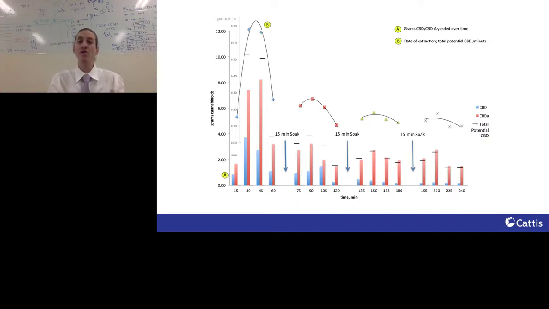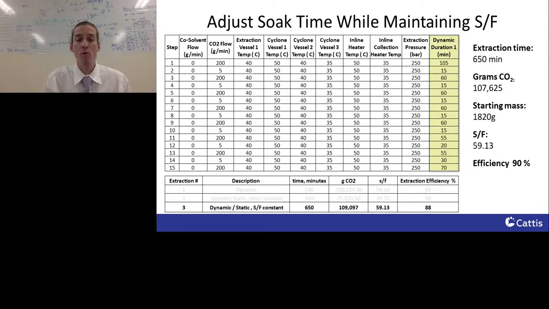So what we're trying to do is save up our soak tokens and apply them to the back end of the extraction where we really need them, during the diffusion limited region of the curve. And so now our program looks something like this, where we're dynamically extracting for 105 minutes at 200 grams per minute. And then after 105 minutes, we reduce our flow down to 5 grams per minute. And now we're starting our soak for 15 minutes, and we're going on and off, 15 60, 15 60.